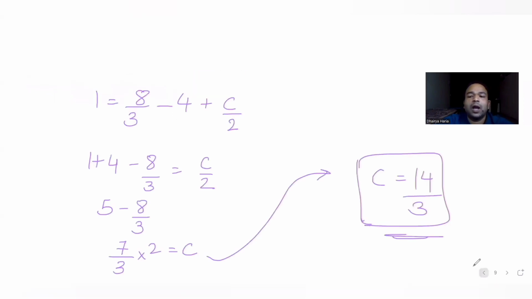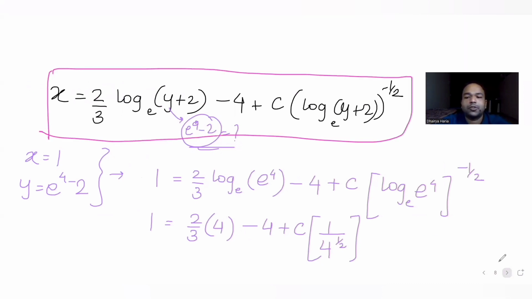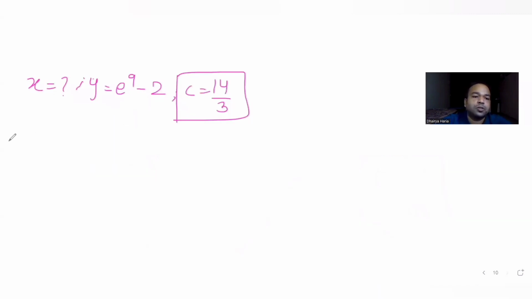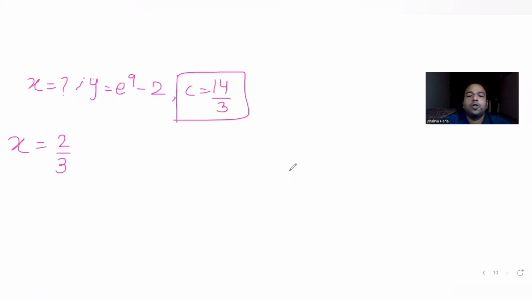So we have been asked to find the value of x when y is e raised to 9 minus 2. And c, we already know it is 14 by 3. So if I put x, y and c, I'll get the value of x from this solution of the differential equation. So x basically becomes 2 by 3 log of y plus 2.